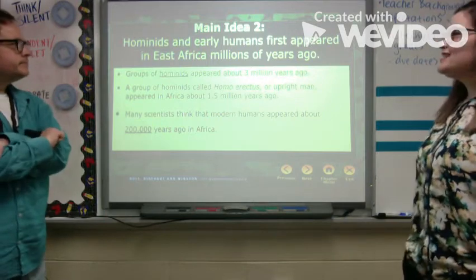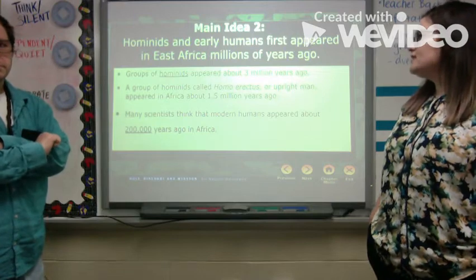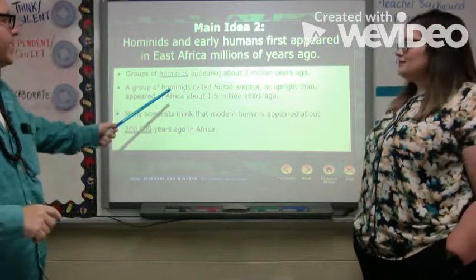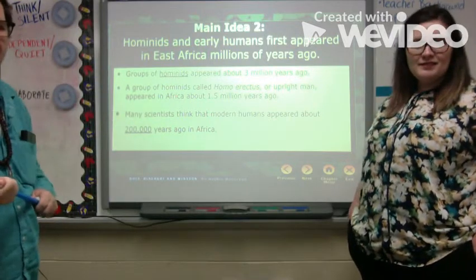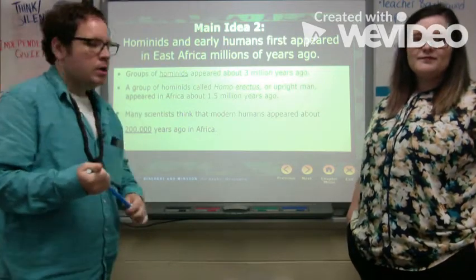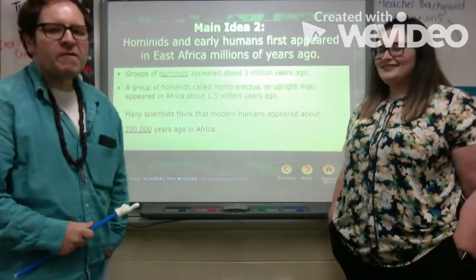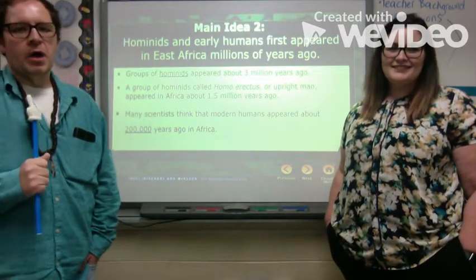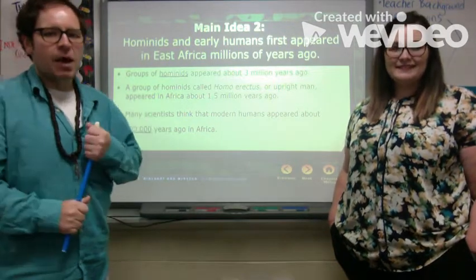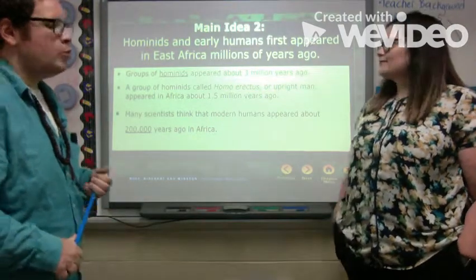All right, main idea 2. Hominids and early humans first appeared in East Africa millions of years ago. All right, so your second word should be hominids, and you should be typing that in as we go through. They appeared, again, 3 million years ago, as Ms. Satala said about the years. Now, a group of hominids first appeared called Homo erectus, or upright man, about 1.5 million years ago. And many scientists think that these modern humans appeared about 200,000 years ago.